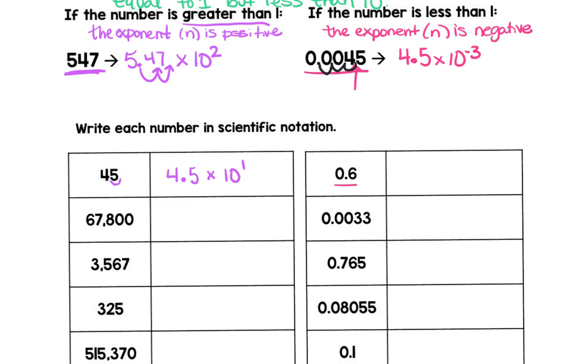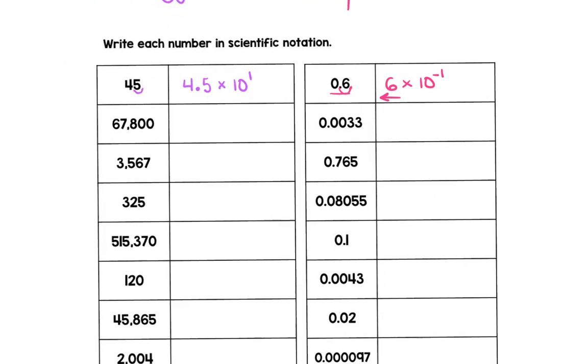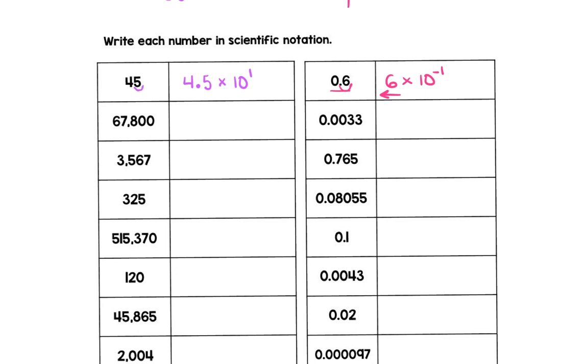0.6, we need to get this number somewhere between 1 and 10, so we're going to need to move that to a 6. Times 10, and this number is less than 1, so this is a negative 1. We're moving that decimal place left here to put that back into standard form. Try the rest of them and see how you do.